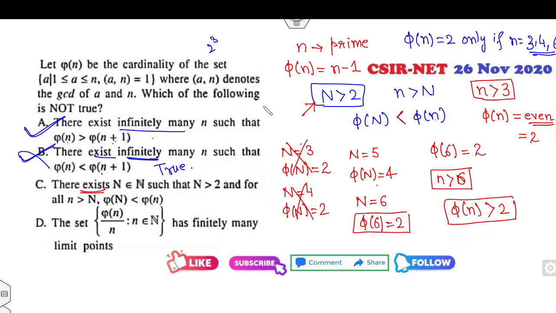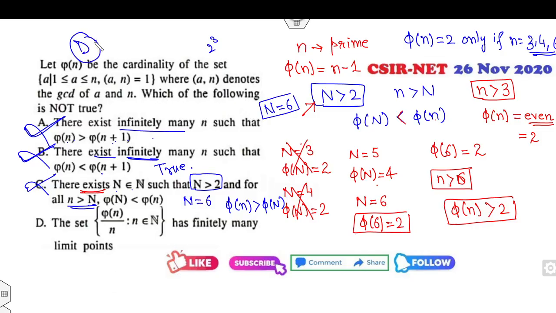So I can choose N equal to 6, which satisfies this property, and I can choose all those n greater than 6 so that this condition is satisfied. That means this is also a correct statement. So all these three options are cancelled out. The only remaining one, D, is the right answer. That's an interesting question.